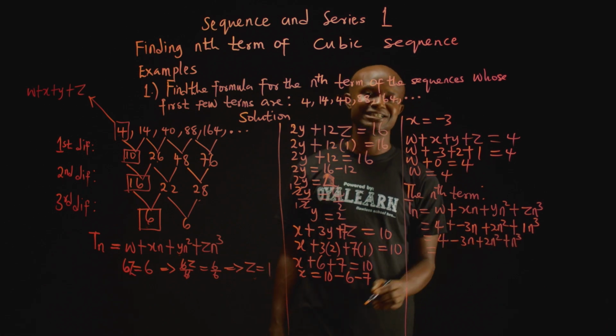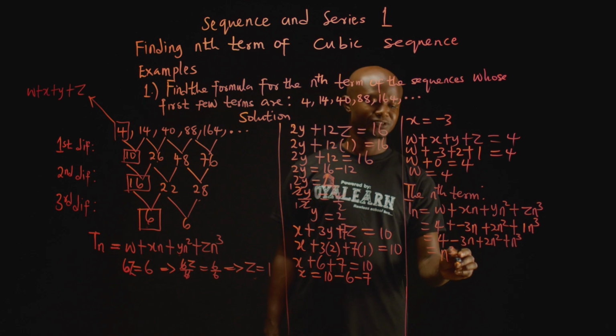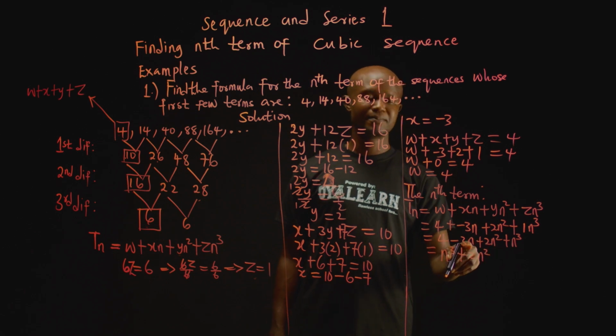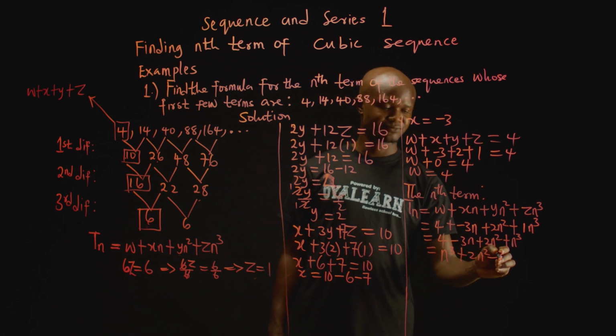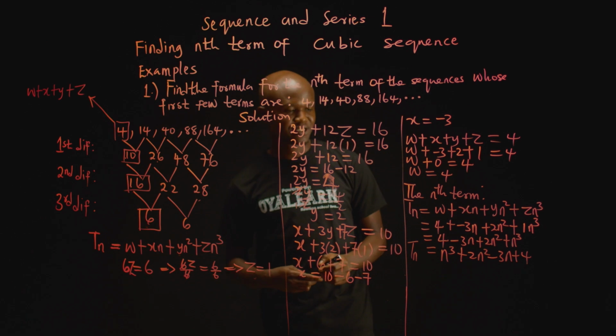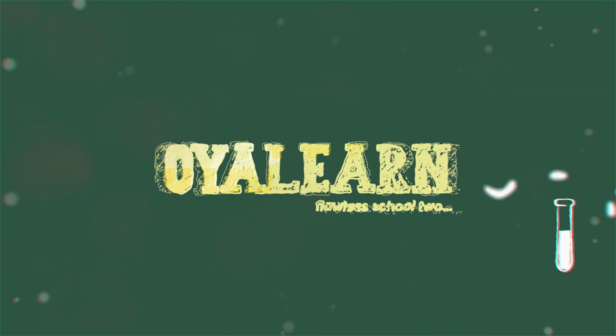And we can also write it in this form. Rearranging from the back, we write this as n cubed plus 2n squared minus 3n plus 4. This is Tn equals n cubed plus 2n squared minus 3n plus 4. That is the solution to the problem. Thank you.